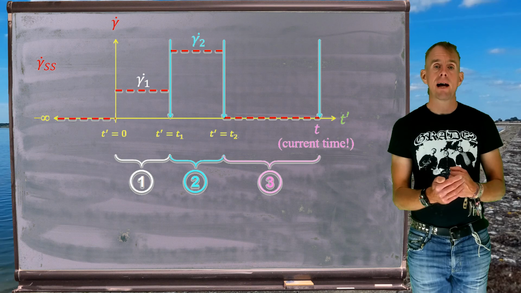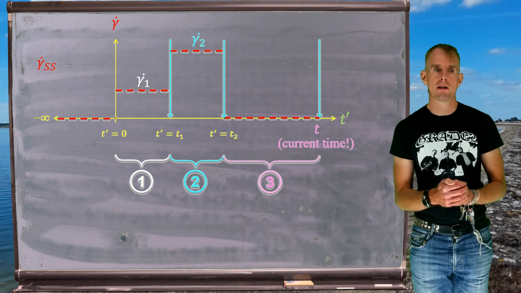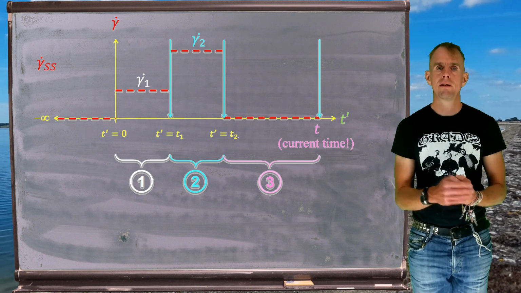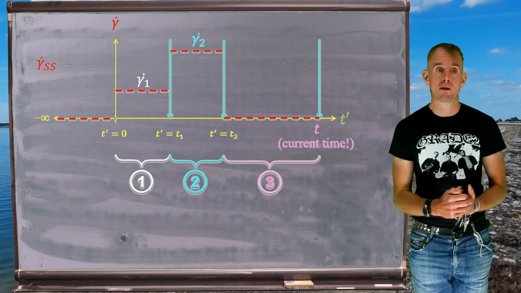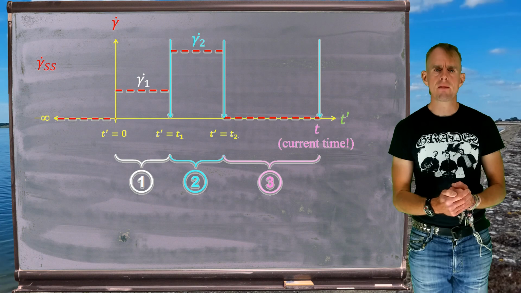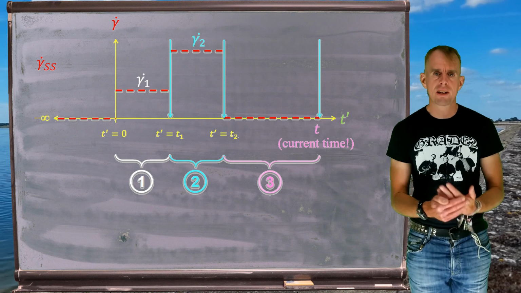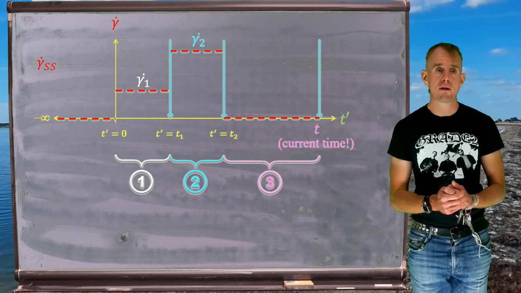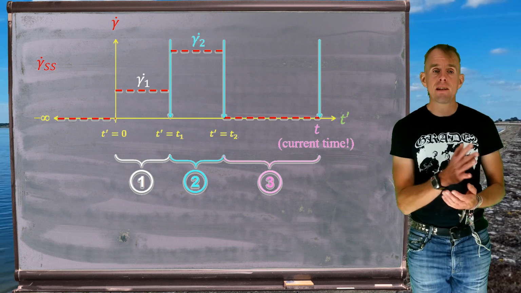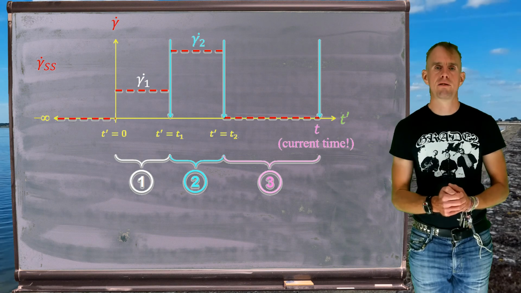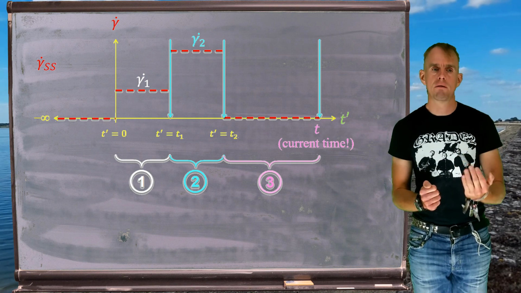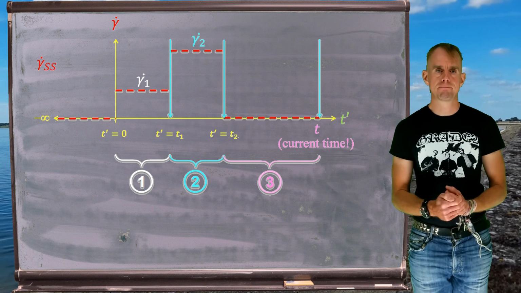Then we have another step change of deformation rate between t dash equals t1 to t dash equals t2, where gamma dot increases from gamma dot 1 to gamma dot 2. After t dash equals t2, we can see that once again our deformation rate is 0, and that it is in this period that current time exists. So let's divide up this deformation history as regime 1, regime 2 and regime 3.